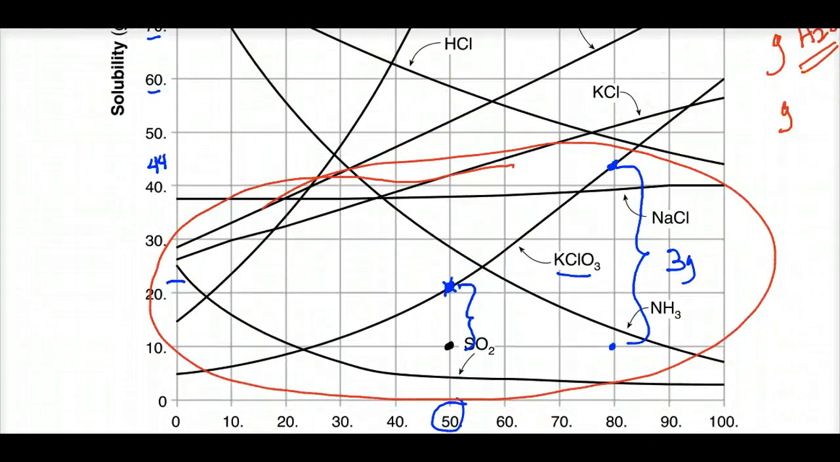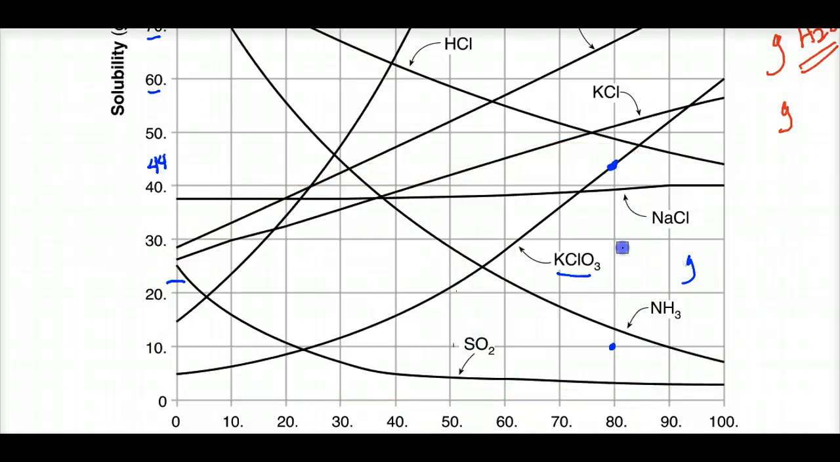Now, one more very important piece of information that this graph loves to show us is that most of these lines tend to go up. So I'm going to get rid of some of this. Most of these lines tend to rise. Why? Well, most of these lines are solid solutes. You should know that the solubility of solids increases with temperature, whereas gases' solubility decreases with temperature.